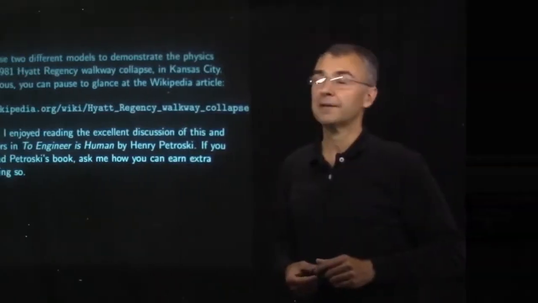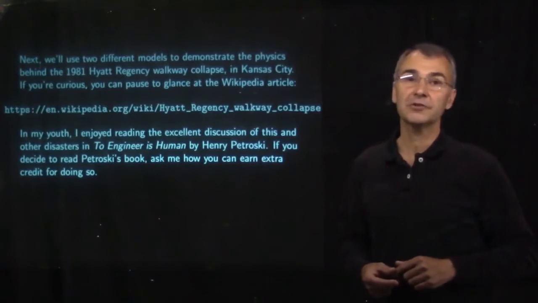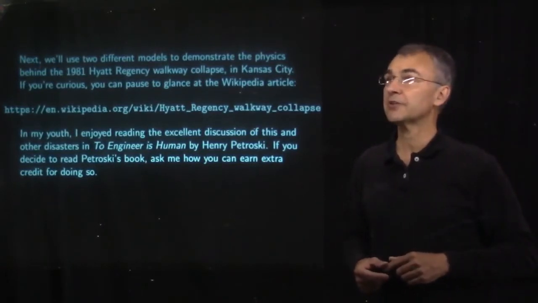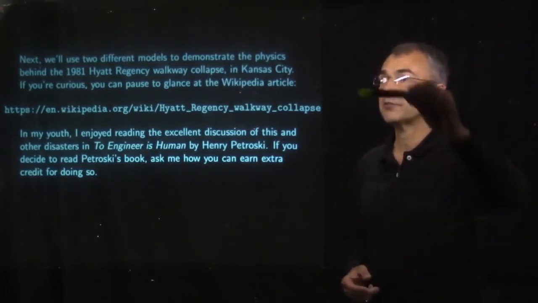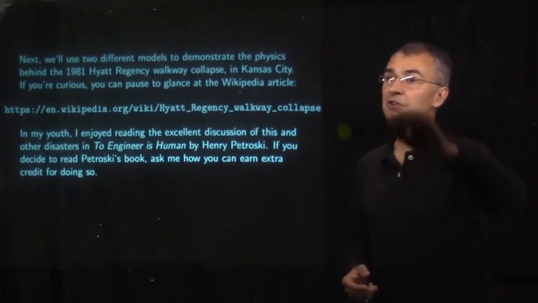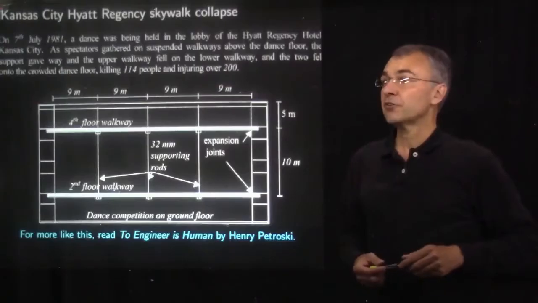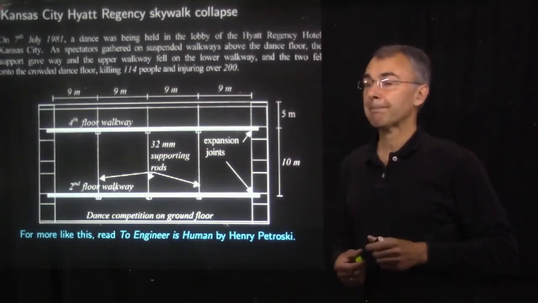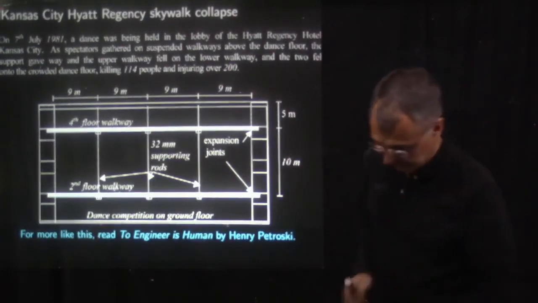Okay, now the next thing we're going to do is use two different models. Again, we said physicists often use models. We're going to use two different models to demonstrate the physics behind the 1981 Hyatt Regency walkway collapse in Kansas City. And if you're curious, you can pause to glance at the Wikipedia article. So here is a drawing of the skywalk taken from Henry Petroski's book.